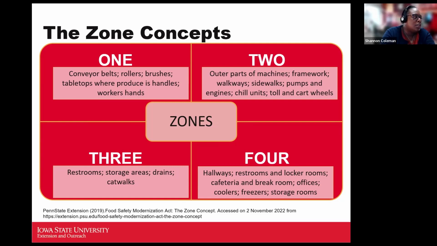The other 3 zones, 2, 3, and 4, are more in the area of non-food contact surfaces, and they're furthest away from the product. For zone 2, you see the outside of machinery, pumps, engines, and wheels of a cart. For zone 3, we have restrooms, storage areas, drains, and catwalks. And zone 4, furthest from food contact, could be hallways, cafeteria, break rooms, coolers, freezers, and storage rooms.